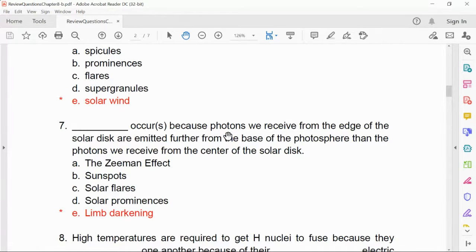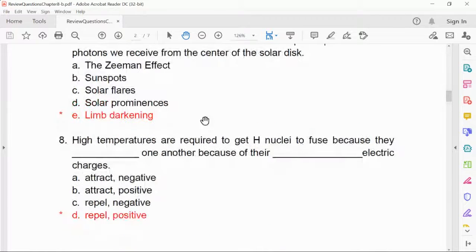Limb darkening occurs because photons we receive from the edge of the solar disk are emitted further from the base of the photosphere than the photons we receive from the center of the solar disk. The sun is a huge sphere. So what we receive from the center will come faster than what we receive from the edges, and this is known as limb darkening.